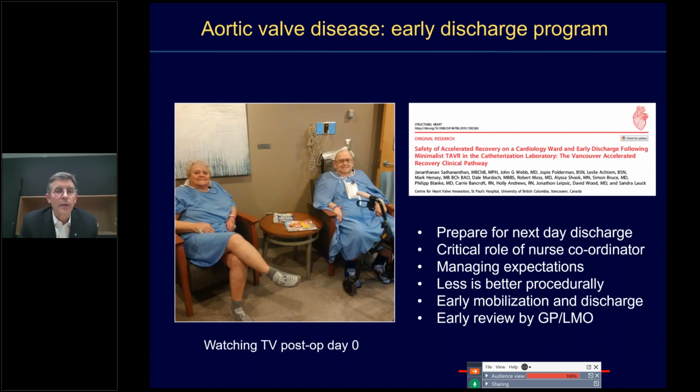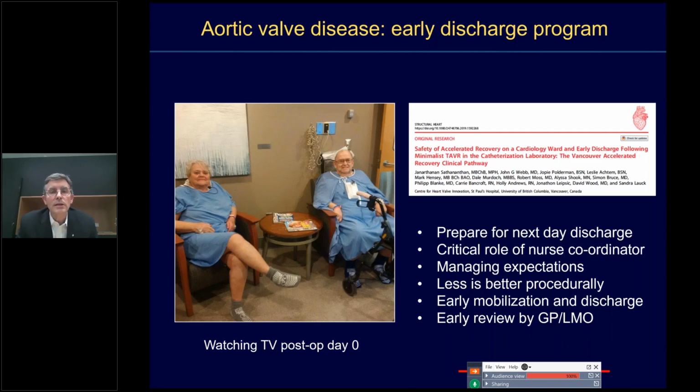These are two patients up and about on the same day of their procedure, watching TV, ready for discharge the following morning. They have actually discharged patients on the same day. So this is a very much less intense procedure than when we started this 12 years ago.